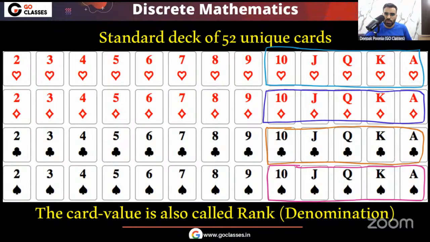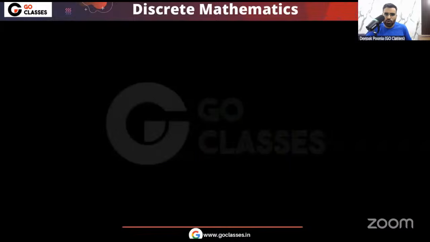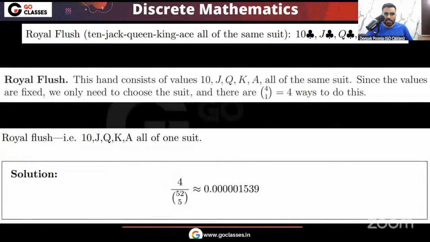I hope you understood. So you can see, 5 cards all in the same suit, and the 5 cards must have these values: 10, Jack, Queen, King, Ace. Once you fix the suit, there is only one royal flush. Total we have 4 suits, so there are total 4 royal flushes. I hope it is clear.